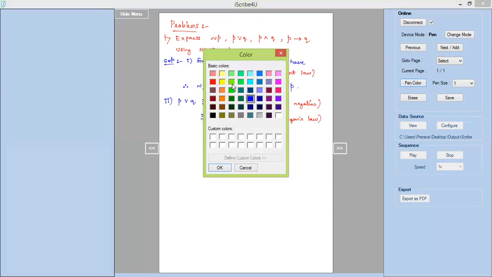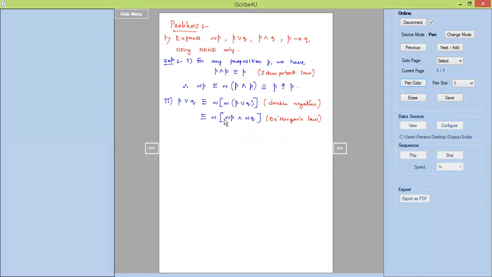Before I do the next step, let me show it to you. Here, negation P I assume as, say, capital P. Negation Q I assume as, say, capital Q. So that this is of the form negation of P and Q. This is logically equivalent to P NAND Q using the NAND definition.